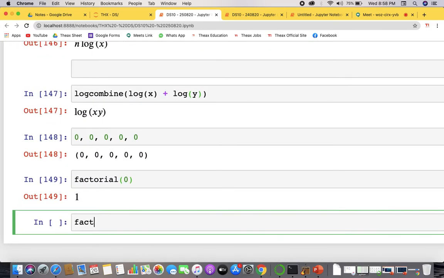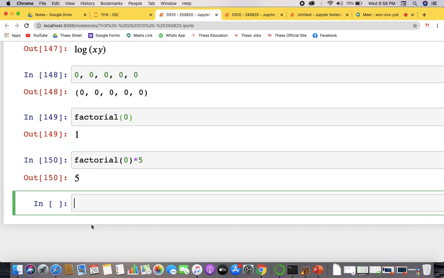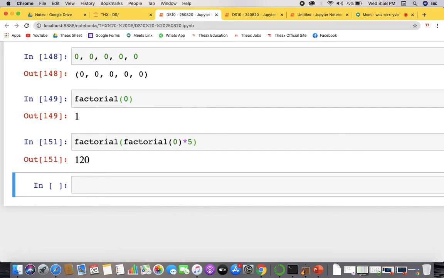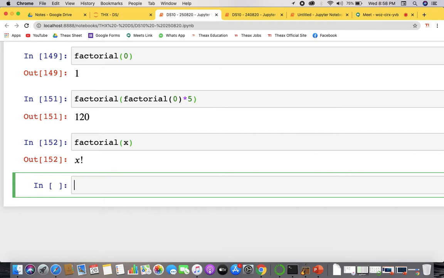What if I write a factorial of 0 five times? That would be 5. And what if I find a factorial of such a thing? That would be 120. So what is the factorial of this x? That is x factorial. That is how to do the factorials. Okay, if you remember the things, right?